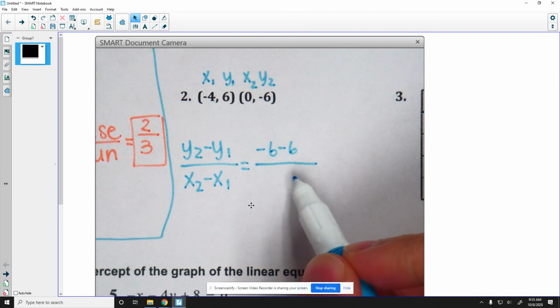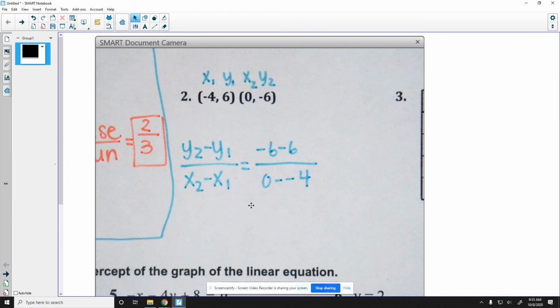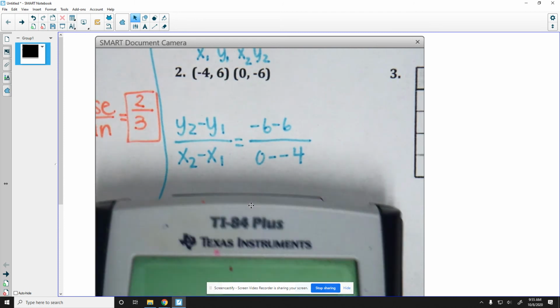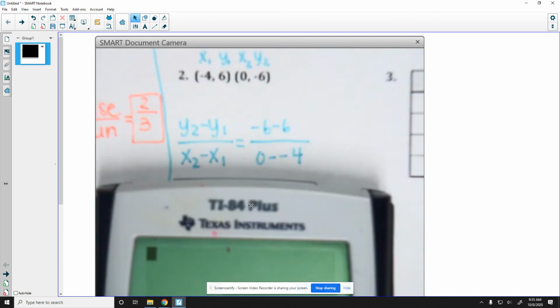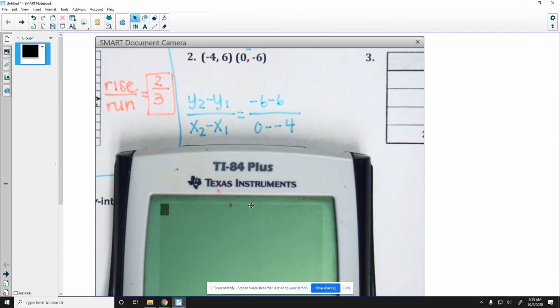Sienna, on the bottom, it's what minus what? 0 minus -4. Thank you for saying 0 minus -4. It's not 0 minus 4, it's 0 minus -4. Okay, there are so many negatives in this problem. I'm really afraid I'm going to make a silly mistake with negatives or with simplifying. So the easiest thing that I want you to do is just type it in your calculator. So this looks like a big fat fraction.